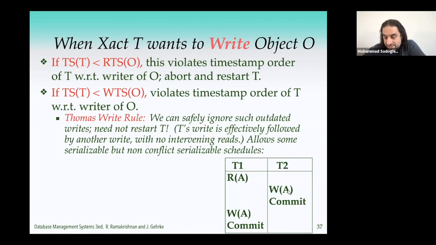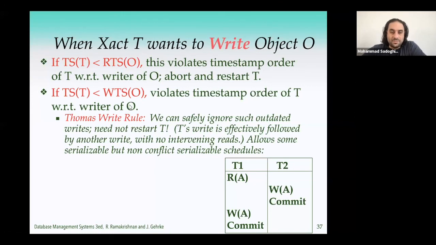If this version that T2 is writing has not been read by anyone, meaning the first condition is not going to happen, then we can make an exception. We allow this write to go through because although this version is earlier, since it hasn't been read by anyone, we're not going to violate anyone's repeatable read. We can safely ignore this outdated write and allow that write to go through. So that's just an optimization.